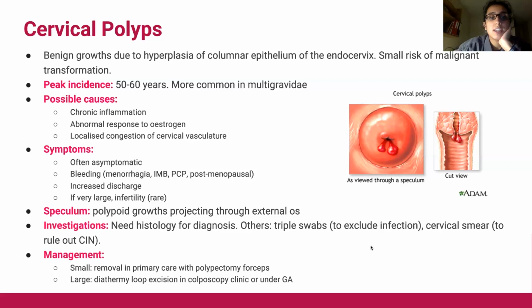In terms of investigation, you need histology to diagnose, and because of the small risk of malignant transformation, you want to get a sample. You'd also do triple swabs for infection, and a smear as well to rule out CIN or high-risk HPV infection. If they're small, they can be removed in primary care. If they're large, they can do diathermy and remove them via loop excision in the colposcopy clinic or under general anaesthesia, depending on how large they are.